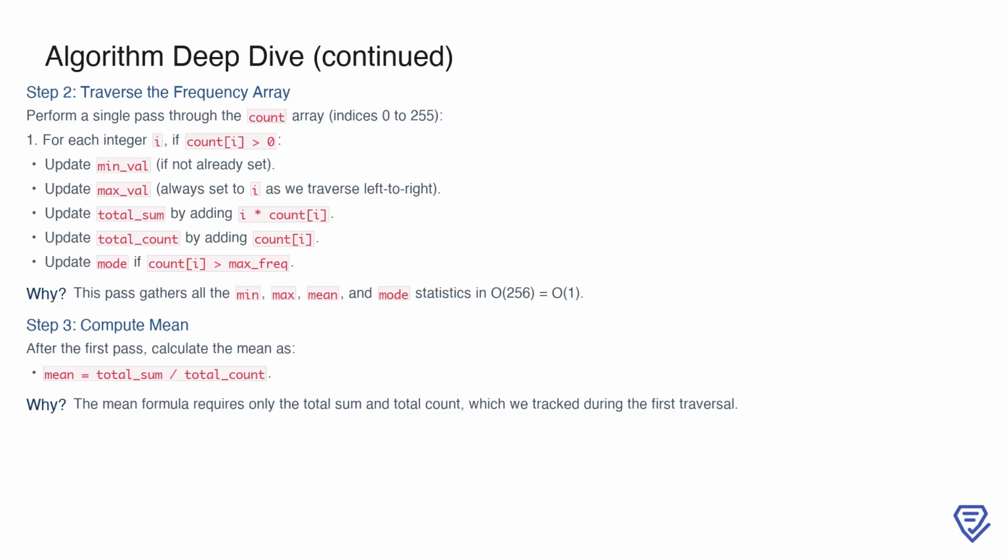For total_sum, we add the value i * count[i] to capture the contribution of integer i to the dataset's total sum. Similarly, we increment total_count by count[i], which keeps track of the total number of elements. Finally, we compare count[i] with max_frequency to determine if the current integer i should become the new mode. This single pass efficiently collects the min, max, mean, and mode. Once the pass is complete, we calculate the mean using the formula mean equals total_sum / total_count, since we now have both total_sum and total_count ready.